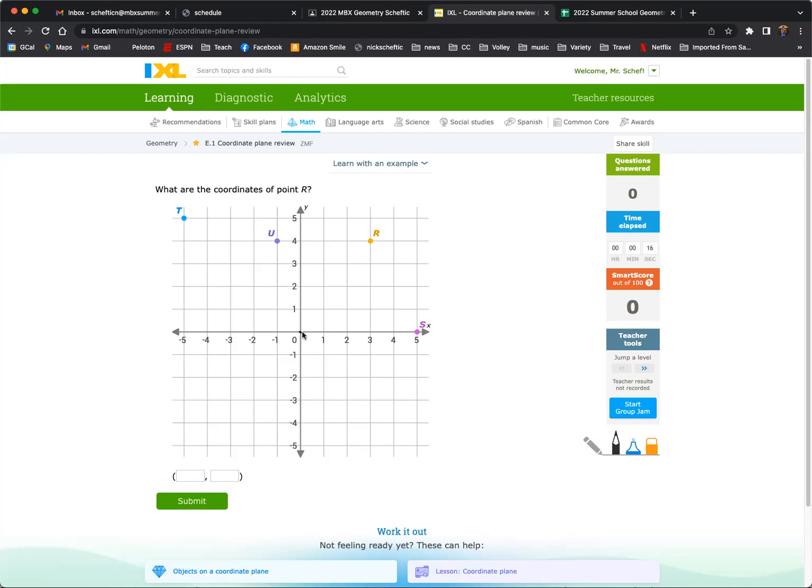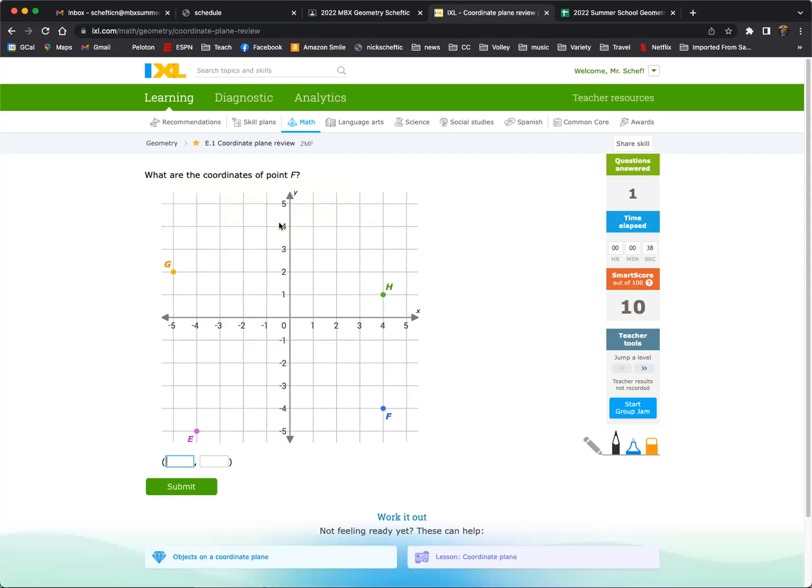0, 0. And then on this, we're going to go to the right 3 and up 4. So this point is going to be at 3, which is here. And then we're going up 4, so we're going up 4 this way, and we're going from here to the right 3. So our answer will be 3, 4.